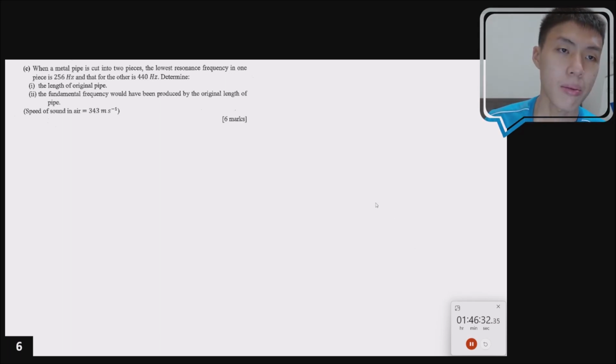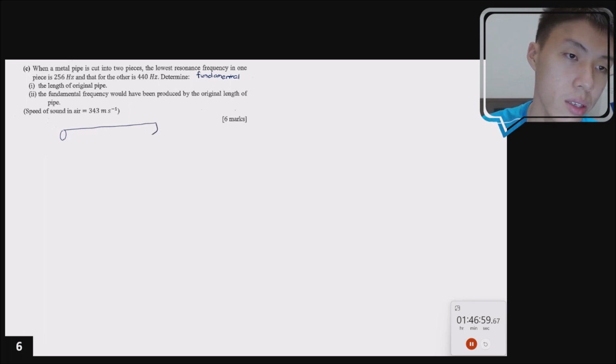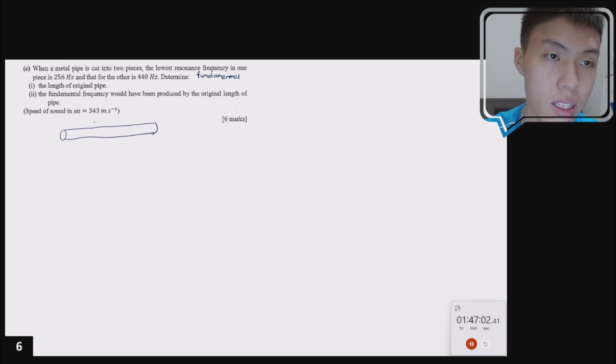Okay, when the metal pipe is cut into two pieces, the lowest resonance frequency means its fundamental frequency. Let's jot it down first. The fundamental frequency in one piece is 256 Hz, and for the other is 440 Hz. Initially you have one piece of metal pipe, then it is cut into two pieces. They didn't tell us they cut into equal length, so it's safe to assume they will not be the same length.